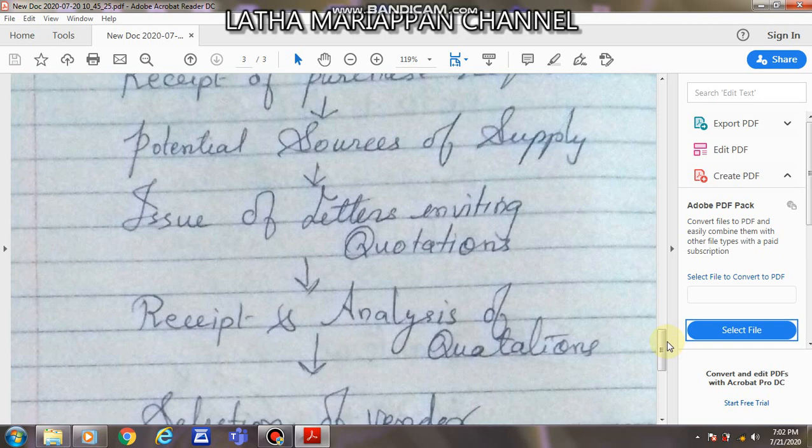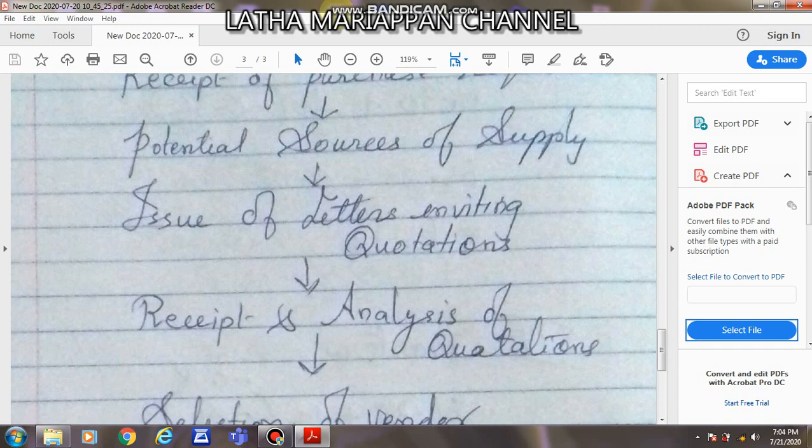The next one is receipt and analysis of quotations. Here the quotations received from the potential suppliers are opened and signed by the responsible officer. A comparative statement of quotations is made indicating price, terms and conditions of payment, and discount rates. It is analyzed to identify the supplier whose offer has the lowest price and most favorable terms and conditions. This analysis comes under the fourth step.